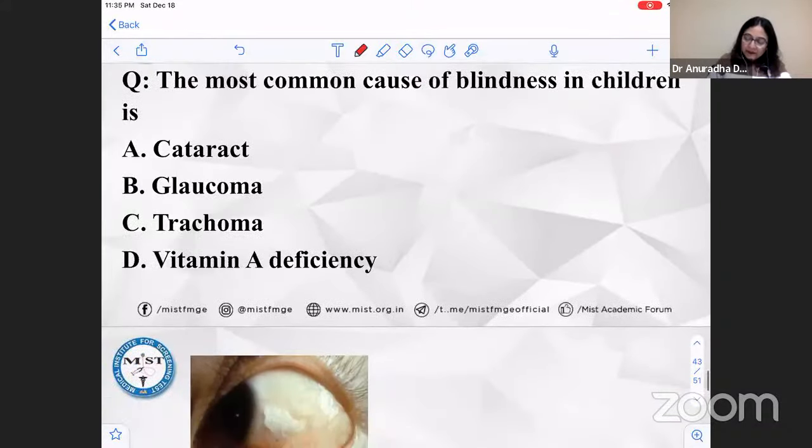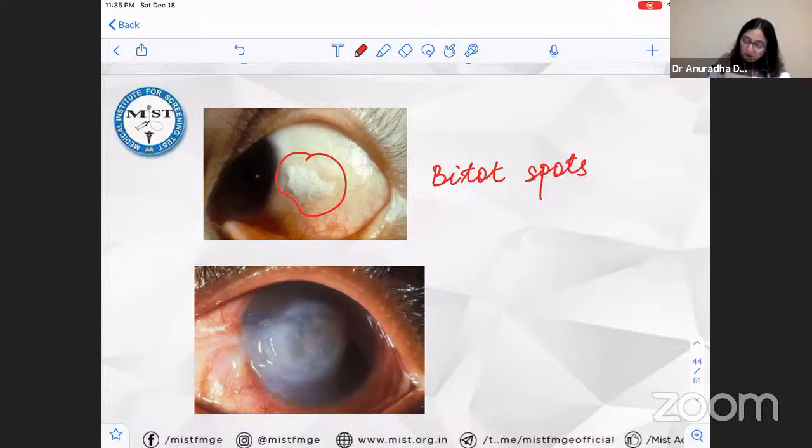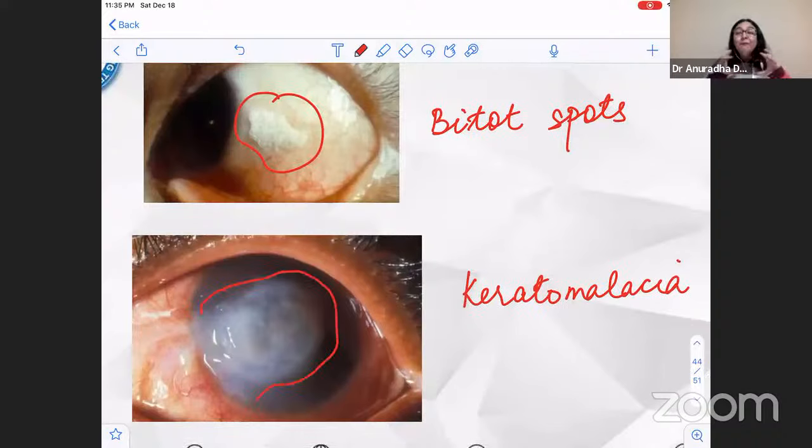And just to tell you a bit more about vitamin A deficiency, we know the Bitot's spots are seen in vitamin A deficiency, and it is the stage known as keratomalacia which causes the blindness. Keratomalacia means there is a corneal ulcer, as you can see, because of the vitamin A deficiency, there is a sort of melting away of the cornea. And when the cornea is melting away, that leads to blindness. So it is keratomalacia due to vitamin A deficiency which is the most common cause.